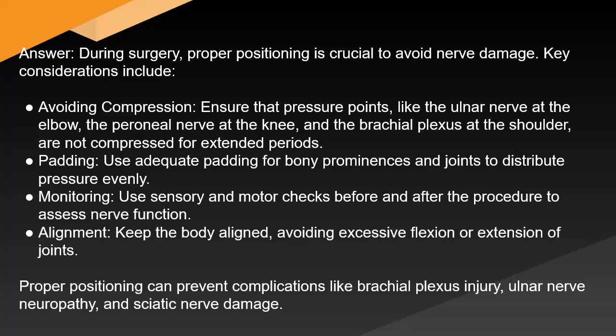Padding. Use adequate padding for bony prominences and joints to distribute pressure evenly. Monitoring. Use sensory and motor checks before and after the procedure to assess nerve function. Alignment. Keep the body aligned, avoiding excessive flexion or extension of joints. Proper positioning can prevent complications like brachial plexus injury, ulnar nerve neuropathy, and sciatic nerve damage.